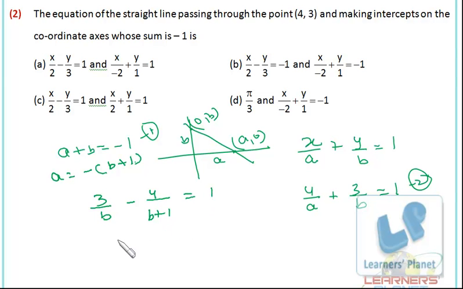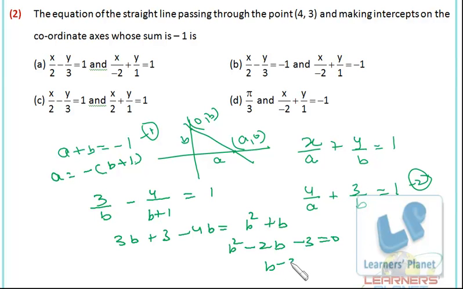Now just take LCM. 3b plus 3 minus 4b is equal to b square plus b. So it is b square plus 4b, that is 5b, minus 3b, that is 2b, minus 3 is equal to 0. Just factorize it. B minus 3, b plus 1 is equal to 0. So b is equal to 3 or minus 1.